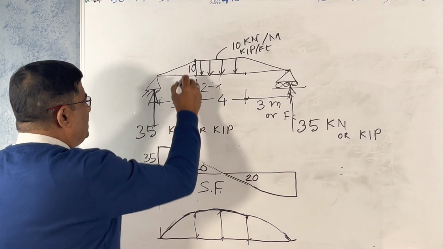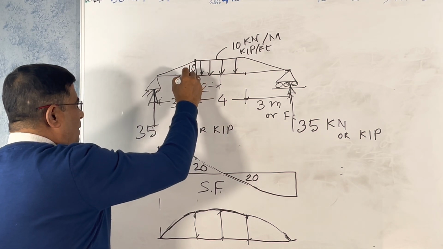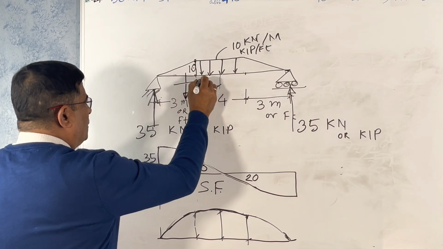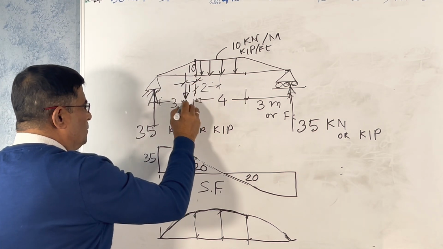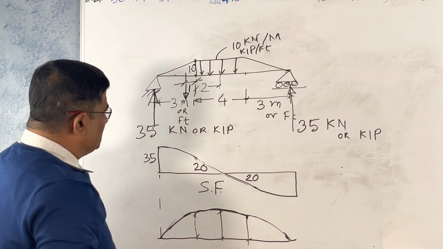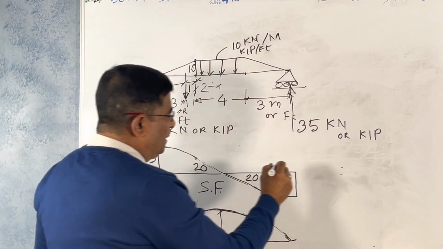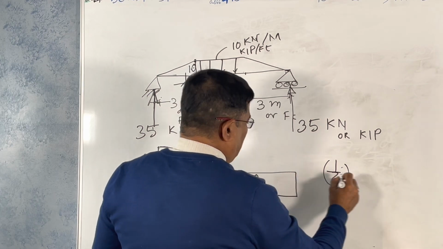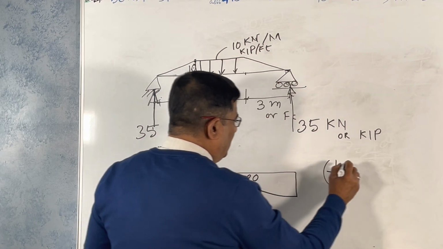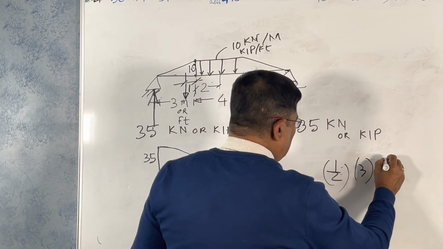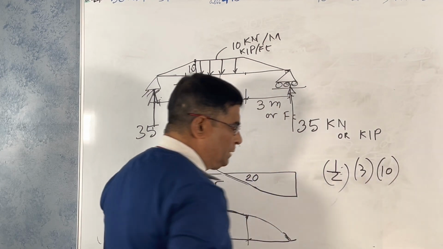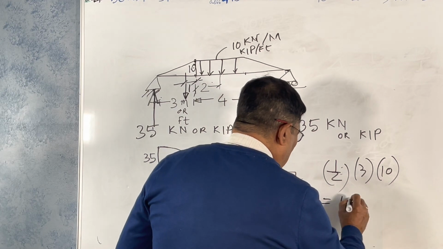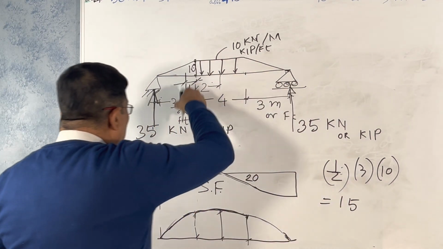Moment at this point is the area of the triangle, center of gravity is this. This is 1/3 of 3, which is 1 meter. And what is the load there? Half, and the base is 3, and 10 is the altitude, that is the load. So it is 15. So load is 15.